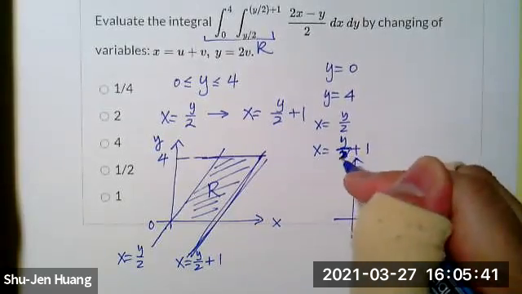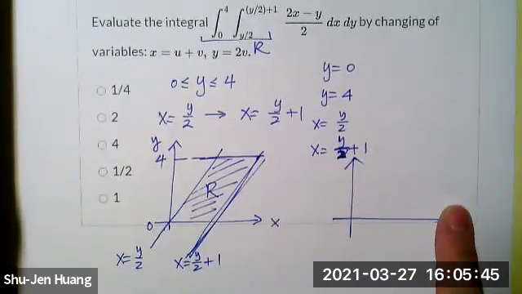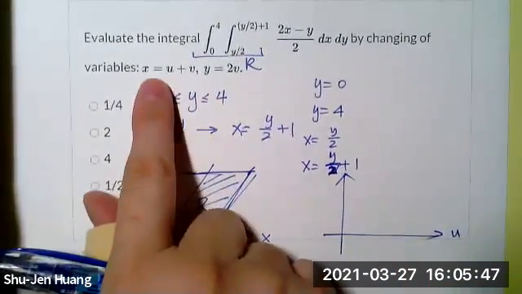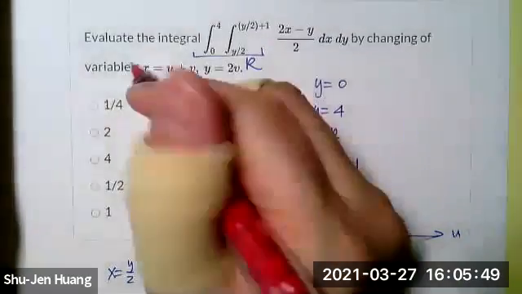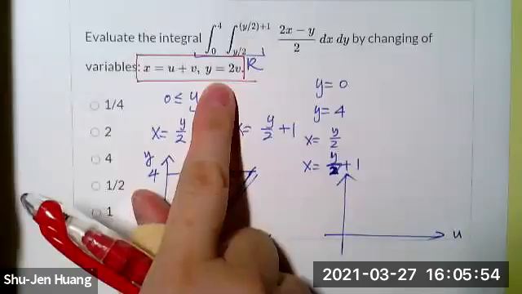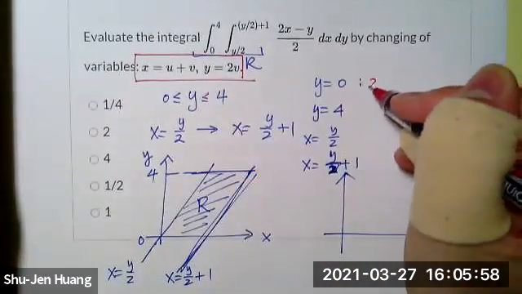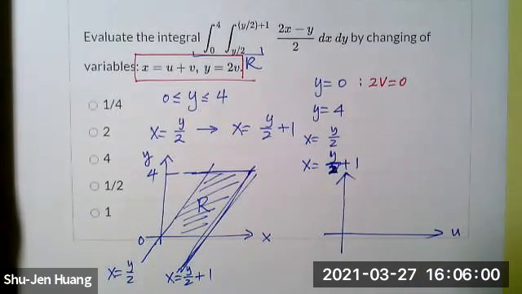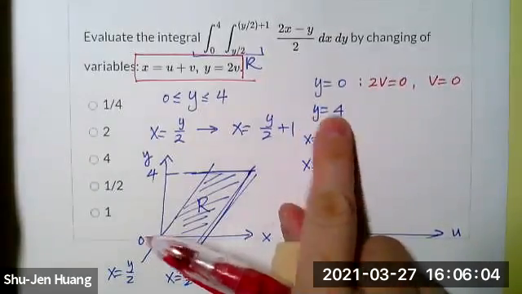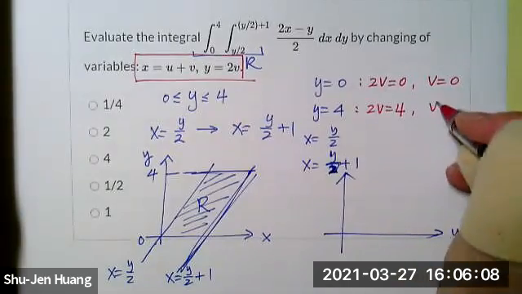Okay, y over 2 plus 1. Now we're going to write the equation on the UV plane. This is the change of variable given: x equal to u plus v, y equal to 2v. So let's plug in. Y equal to 0 gives 2v equal to 0, so we have v equals 0. Y equal to 4, so y equal to 2v, so v equal to 2.